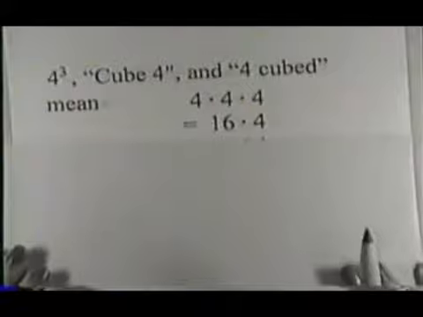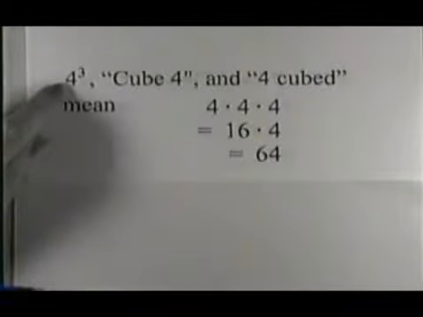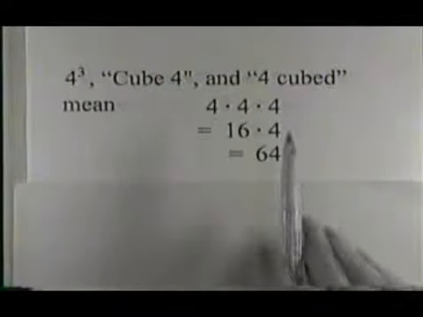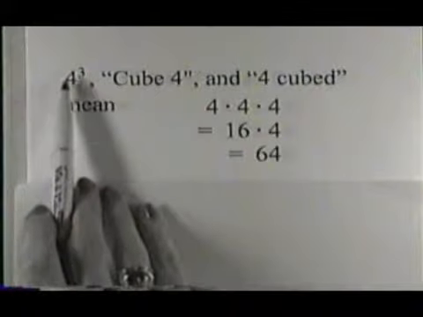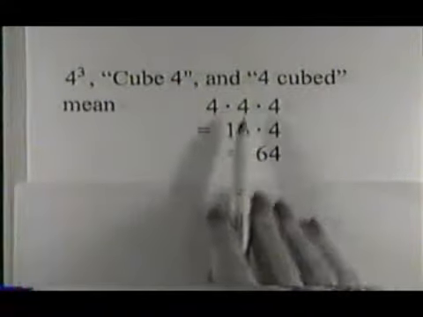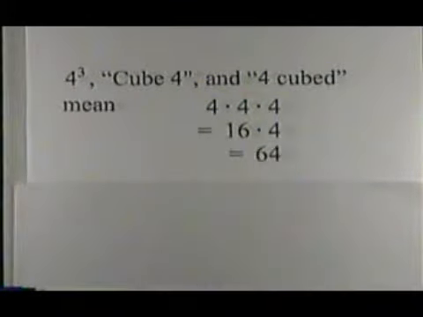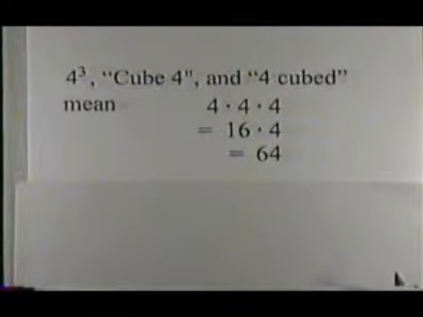Okay, now the next one involves an exponent of 3. This is 4 cubed, which is written in words here. Could be read as 4 to the 3rd power, or we could say cube 4. So if you see cube, that means an exponent of 3, which in this case means multiply 3 4's together. So 4 times 4 times 4. Now, when you multiply the first 2 4's together, you get 16, and there's still a 4 left over, and then you do 16 times 4 is 64. So an exponent of 3 can also be indicated by using the word cube.